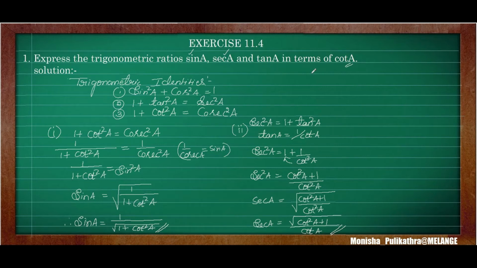Next we have to derive for tan A. Tan A is a simple one, because we know that the reciprocal of tan A is 1 by cot A. Here we need to derive a formula in terms of cot A. So tan A is equal to 1 by cot A. This is it. I hope you understood this.